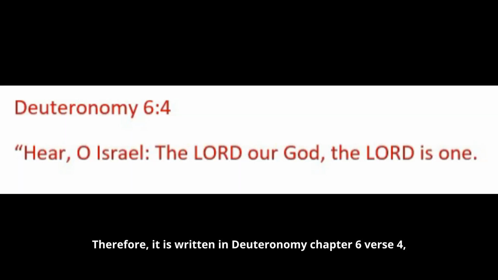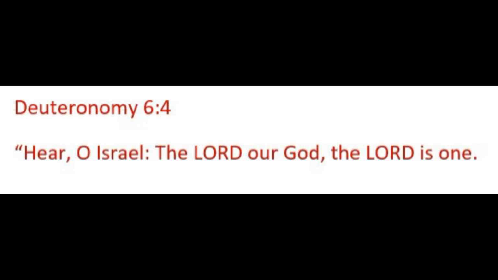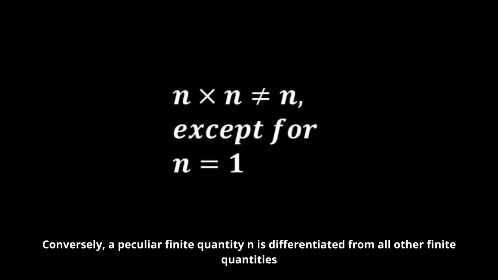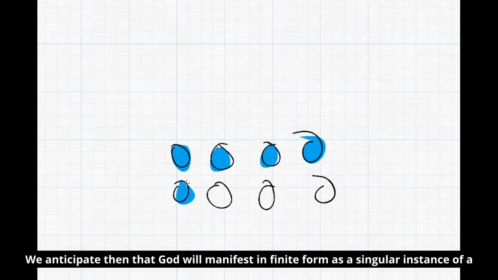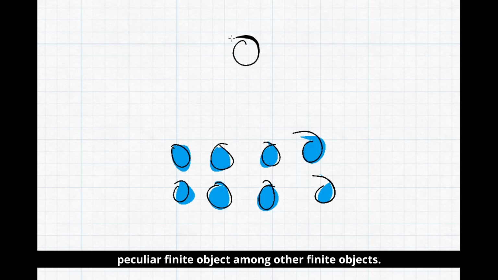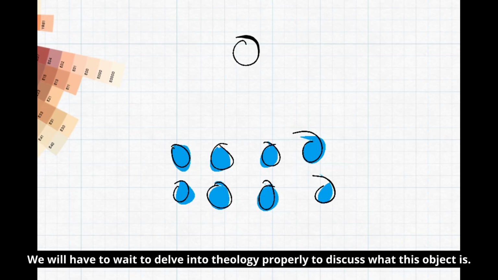Therefore, it is written in Deuteronomy chapter 6 verse 4, "Hear, O Israel, the Lord our God, the Lord is one." Conversely, a peculiar finite quantity n is differentiated from all other finite quantities and unique only, since n times n is not equal to n except for n equals 1. We anticipate then that God will manifest in finite form as a singular instance of a peculiar finite object among other finite objects. We will have to wait to delve into theology properly to discuss what this object is.